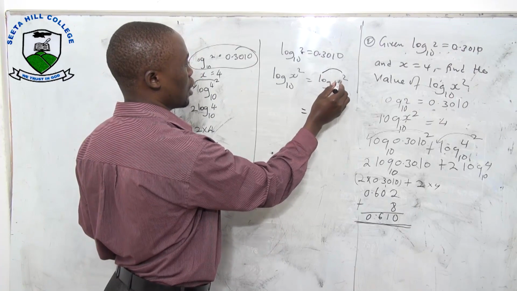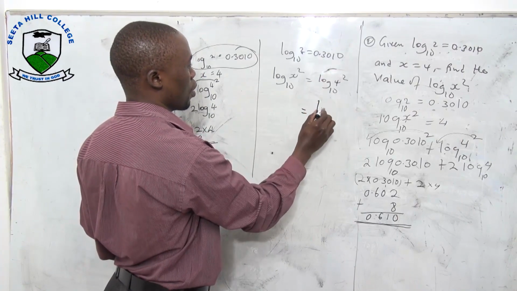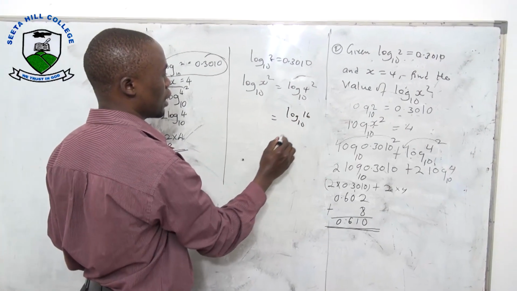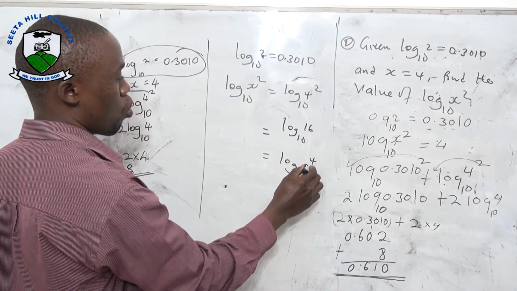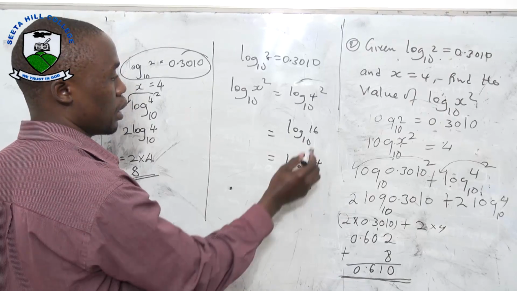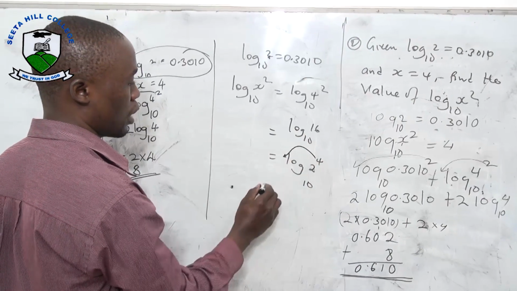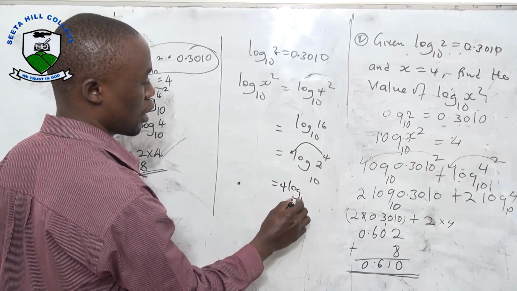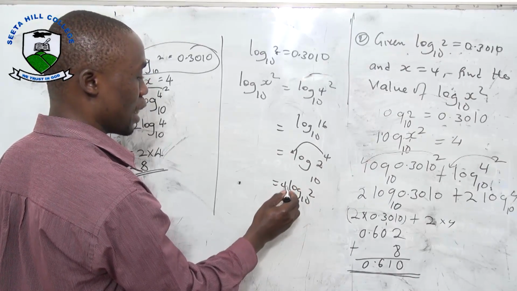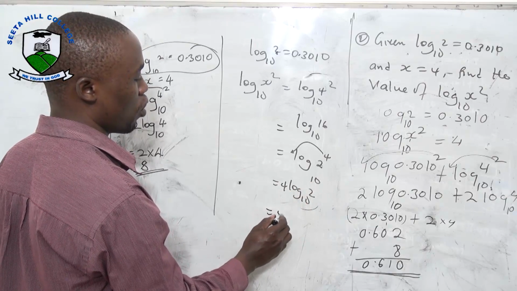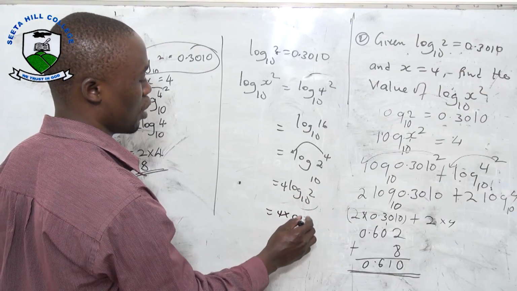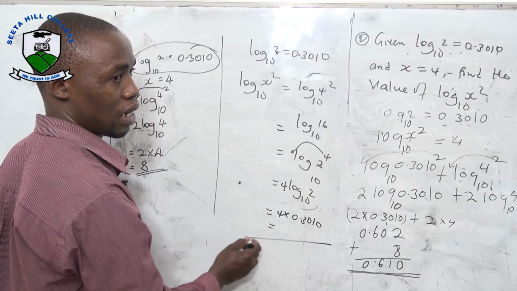So you'll break this 4 to become what? You can first, this 4 squared is 16, not so? That's 16. What is 16 in terms of 2? 2 to the power 4. So bring now this. That will be 4 log what? But this has been given. So it will be 4 times 0.310. And that's the answer.